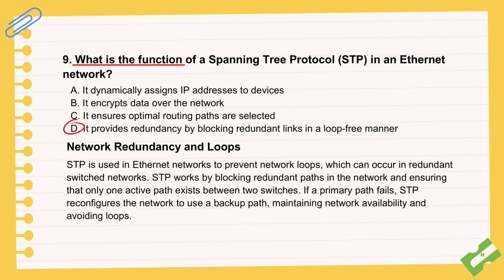STP is the protocol that intelligently figures out which links are redundant and blocks them, creating a single active path. If the main path fails, it can unblock one of the backup paths. So it gives you redundancy without the loops. Precisely. Now, it's important to remember STP isn't primarily about finding the fastest path like OSPF. Its main job is just preventing those layer 2 loops while still allowing for backup links. Got it. Loop prevention first.